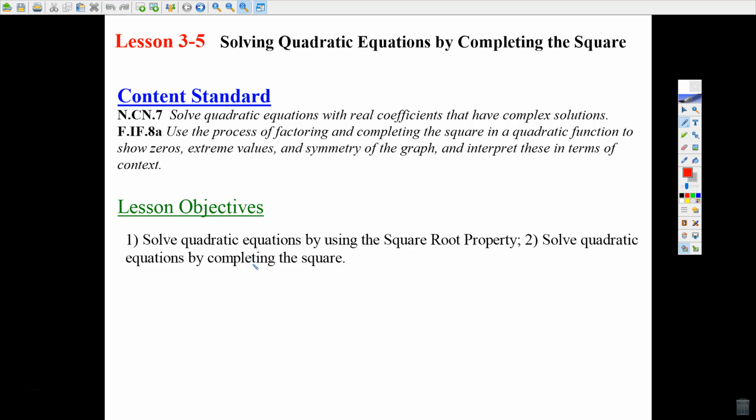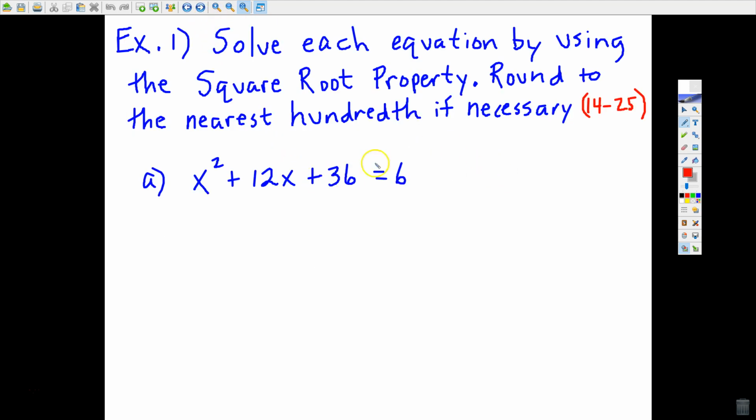We're now at lesson 3.5, and we are talking today about solving quadratic equations by using the completing the square method. So there's really two objectives, as you can see today. I want to show you how to solve equations by using what is known as the square root property, and then we're going to look at actually using completing the square. So let's just jump right into some examples that hopefully line up pretty closely to your homework problems.